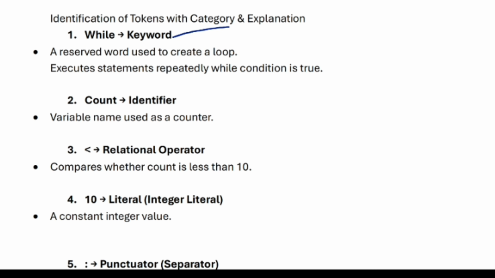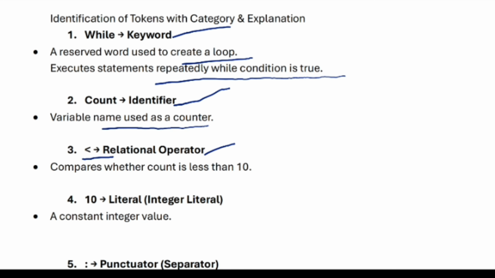While is a keyword, a reserved word used for creating a loop and executing statements repeatedly while the condition is true. Count is an identifier, a name we can use for count. Next is the relational operator, which compares whether the count is less than 10.